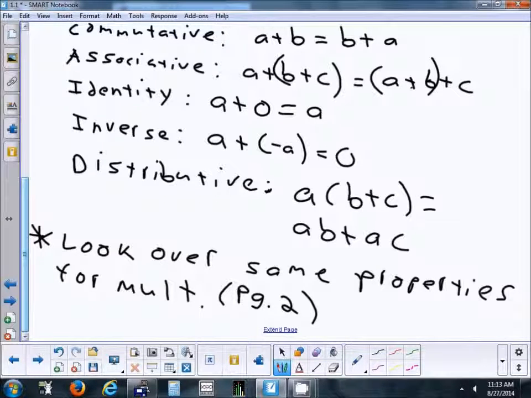Identity is a little different with multiplication, so look that up. Inverse is a little different. Commutative, associative. And distributive, we really don't have a distributive property for multiplication. You would never distribute if it was B times C in parentheses. You only distribute with addition or subtraction.